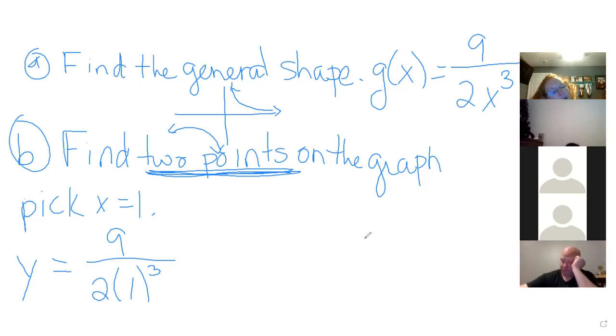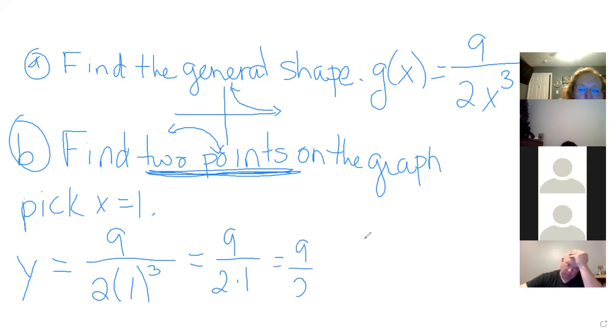Keep in mind that you have to do your order of operations on these, and your order of operations says you have to do the exponent first. So 1 to the 3rd is just 1. So this ends up being 9 over 2 times 1, which is just 9 over 2.